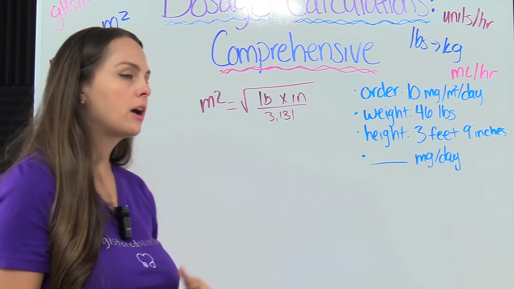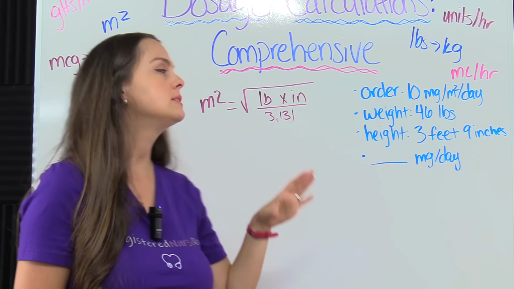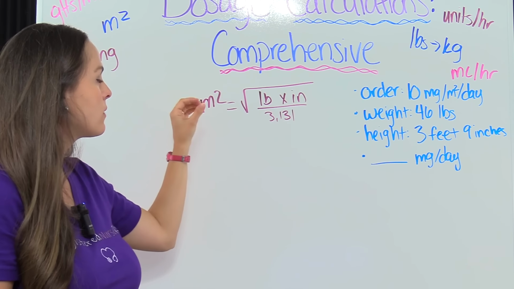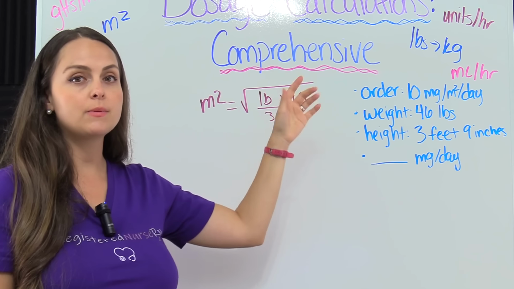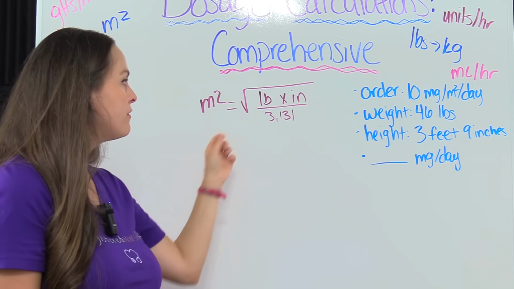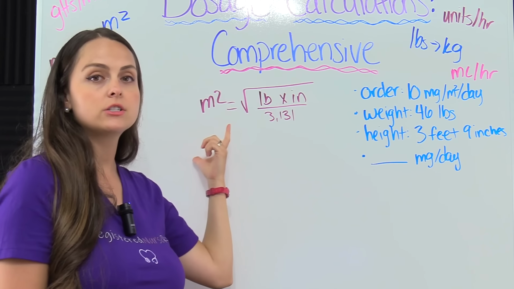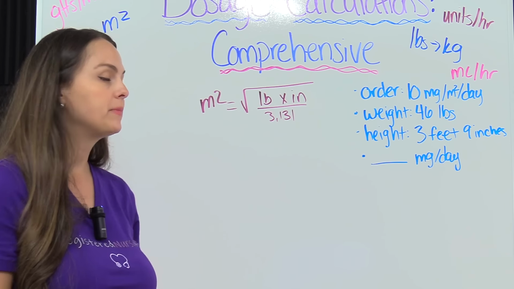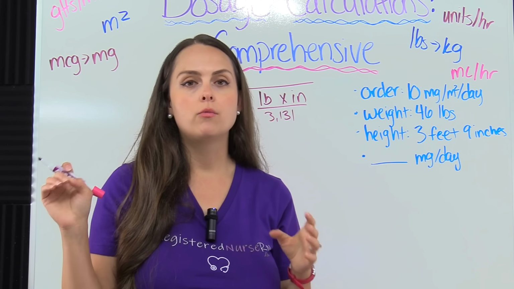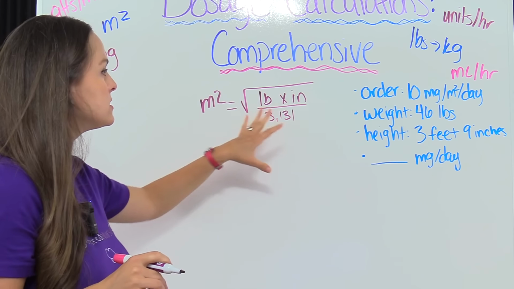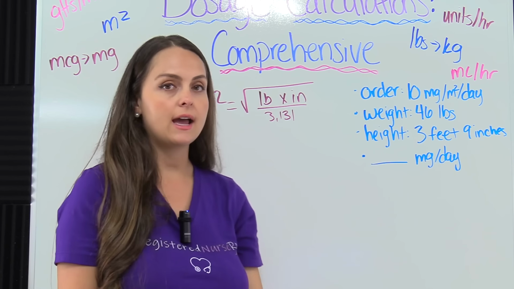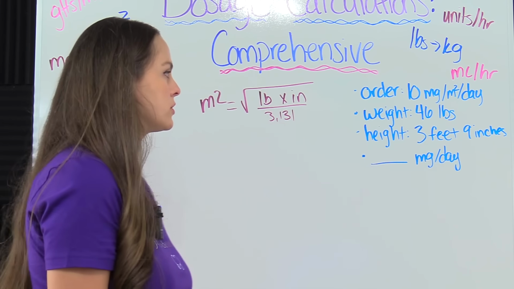And to do that, there's a couple of equations you can use, and we're going to use this one. It tells us that what we're solving for is the square meter. So we're going to take pounds, multiply that by inches, divide that by 3,131, and then we're going to find the square root of that, and that's going to be our patient's square meter, their body surface area. Now to do this, you're going to need a calculator that can solve the square root. So keep that in mind. So we're going to go ahead and figure that out. And then we're going to solve for the milligrams per day using some dimensional analysis, and we'll get our answer.